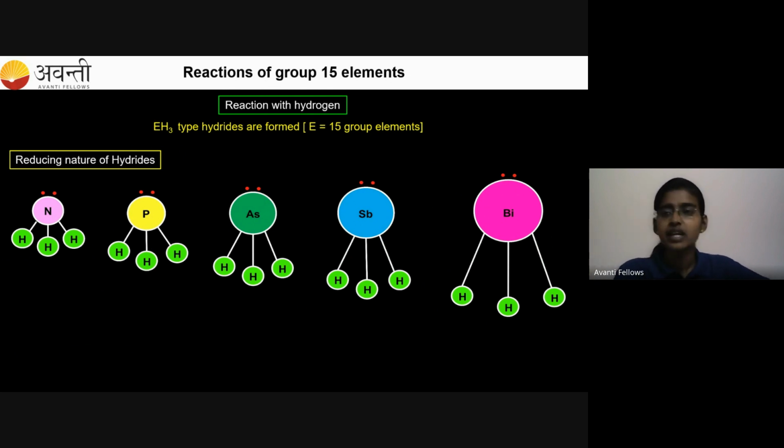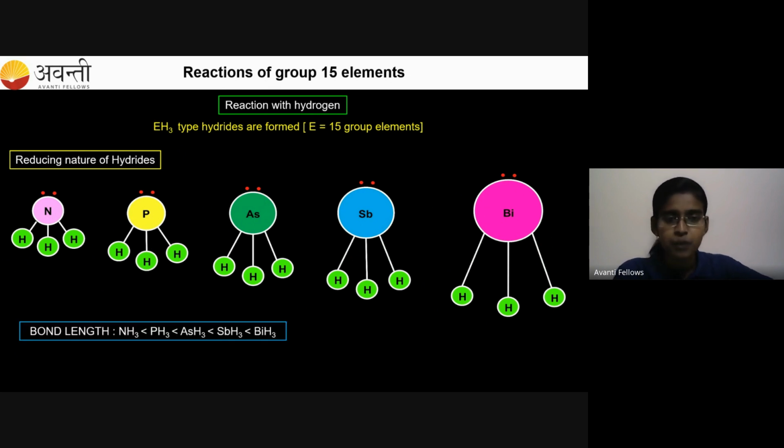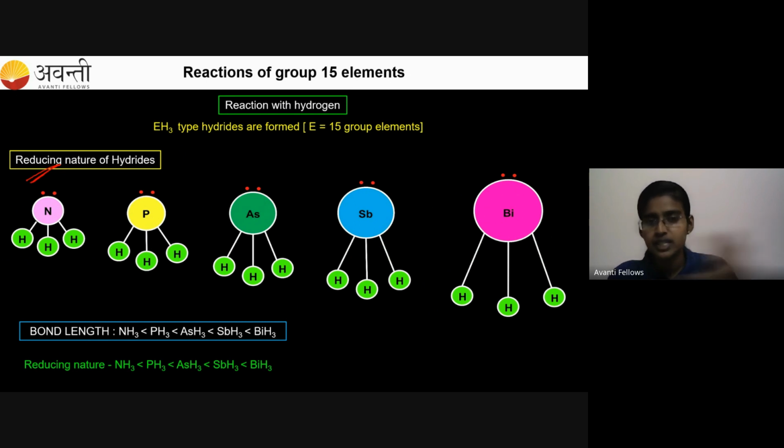Why is the reducing nature of bismuth hydride more? Because the bond length of bismuth and hydrogen is more. This is the bond length order. If the bond length follows this order, why does the reducing nature have to follow this order? To understand this concept, you should first know the definition of reducing. Reducing means reduction. So what is reduction? Removal of hydrogen. So from which among these 5 hydrides can you remove the hydrogen more easily? It is from bismuth hydride, right?